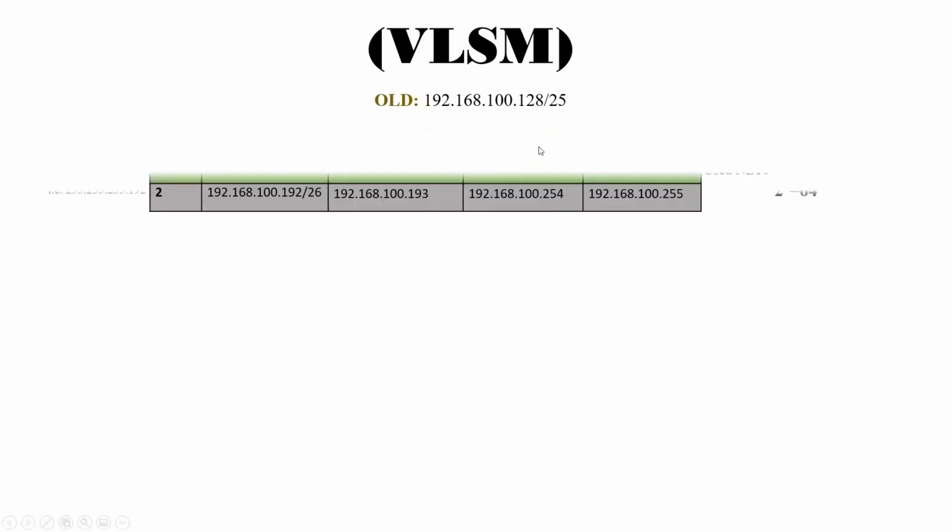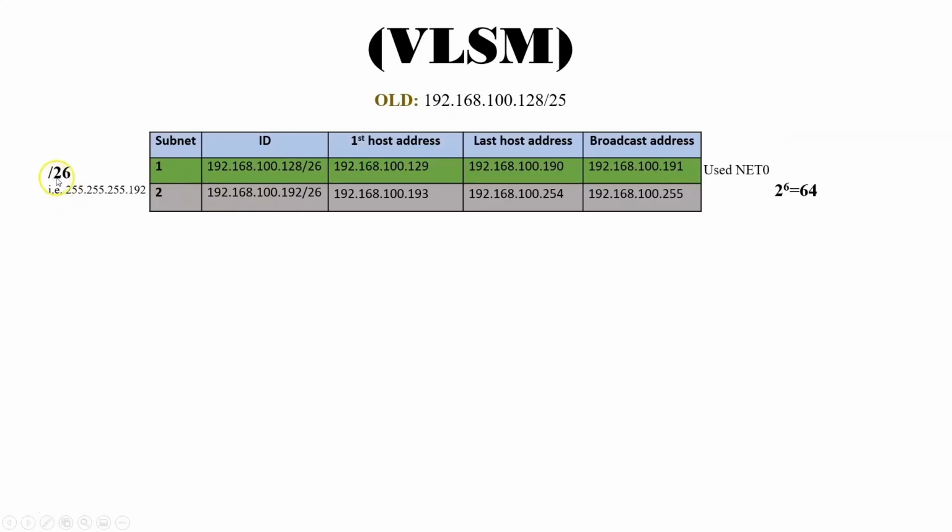Okay, so we borrowed 1 bit and made it /26. So this new subnet mask is 255.255.255.192, and we created 2 subnets, and we used the first subnet for net 0, which required 60 machines, and 2 to the power 6, that is 64. That was enough and sufficient. So we provided this subnet for net 0, and we further subnetted the other one because the next one that we need is 25, and the ones that we have here are 60 and 64.